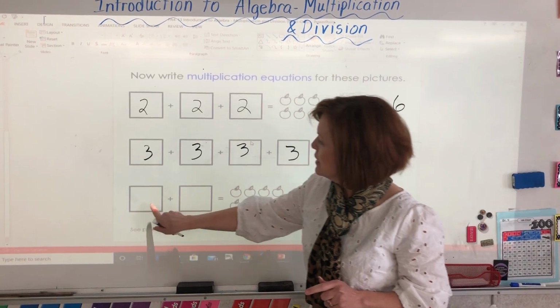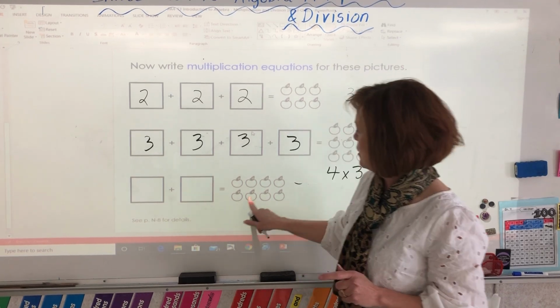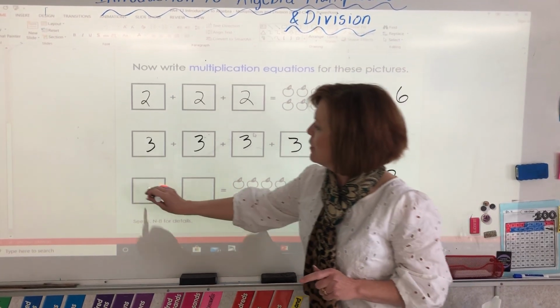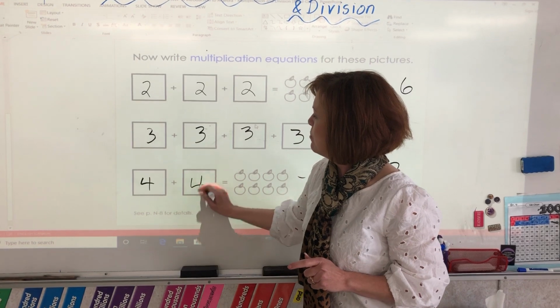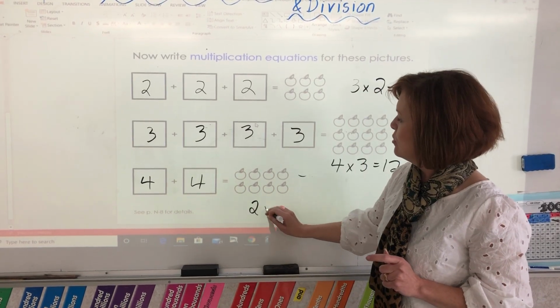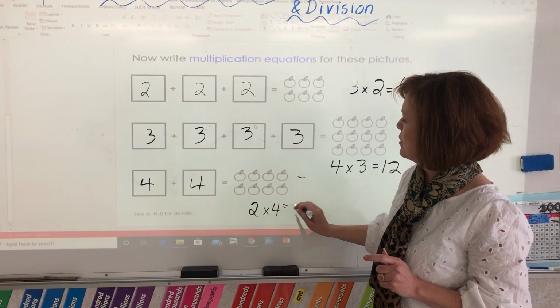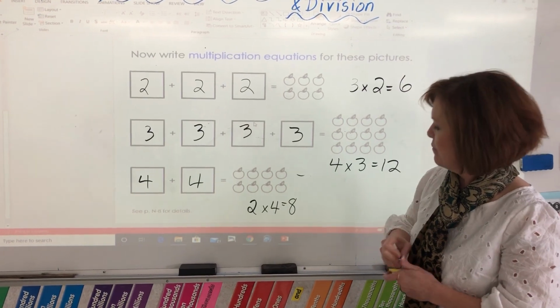And what about this? Something plus itself is equal to 8. So that must be 4. And the multiplication sentence is 2 groups of 4 equals 8. All right.